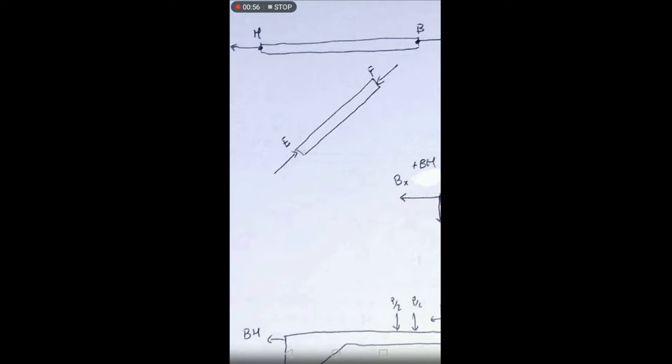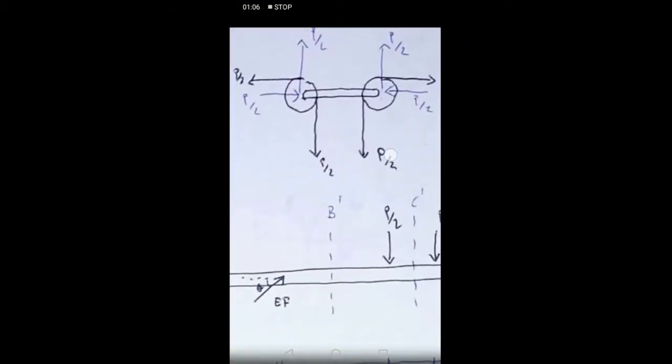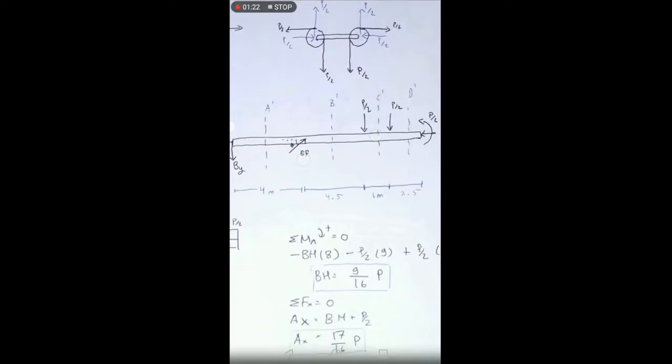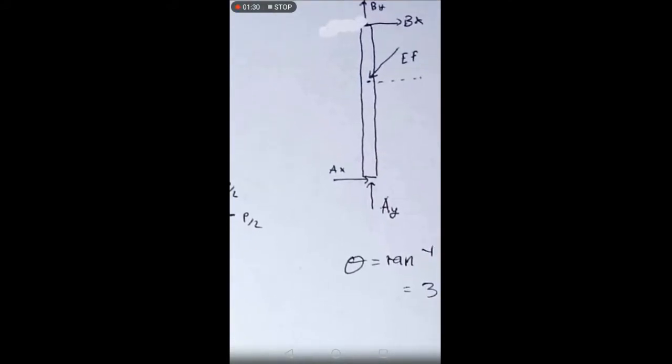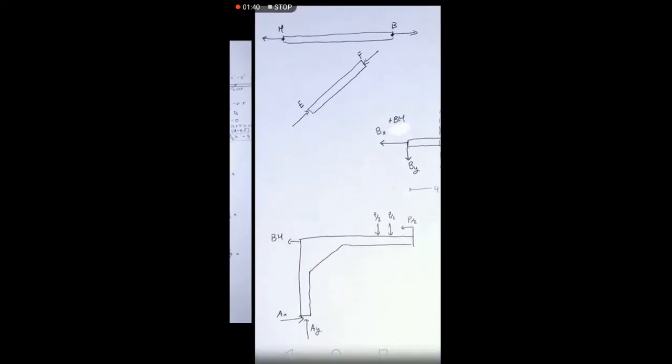The third one will be member EF, which is in compression. The fourth free body diagram will be the two pulleys which are interconnected. The tension from the rope, P over 2, is written in black arrows, while the reaction forces are indicated with the blue arrows, which are all P over 2. The horizontal bar of AEF is drawn like this with Ay, Ax, one single EF, and then By, Bx. EF and BH are two force members.